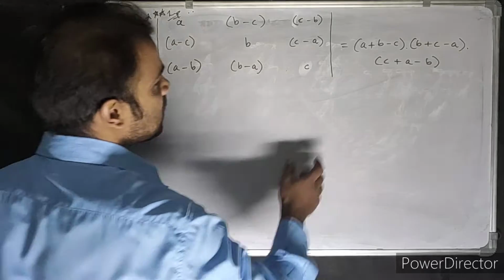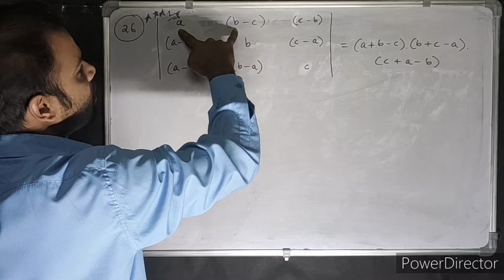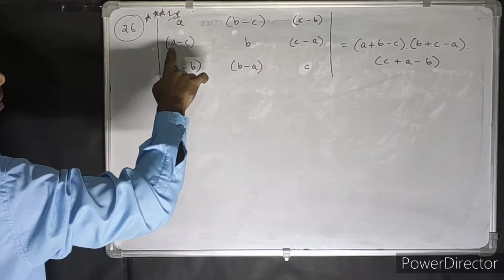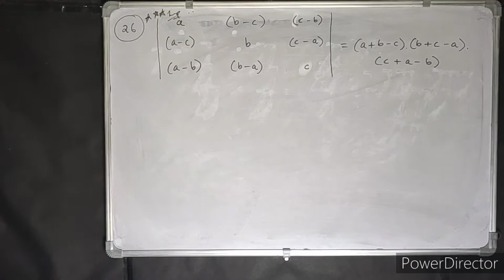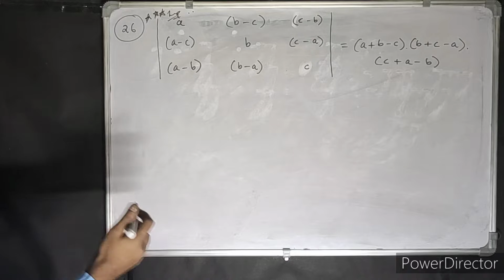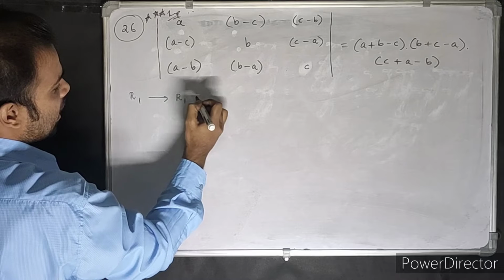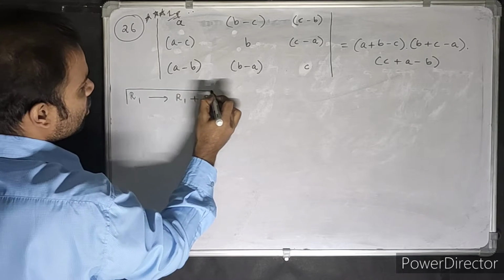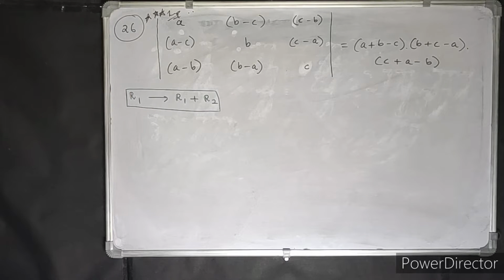As you look at the first row, you see over here you're getting A. If you add this, it becomes A plus B minus C. Aren't you getting this? So two things you're getting. Go ahead and start the question. The first thing you have to do: row 1 tends to row 1 plus row 2. That's your first operation.